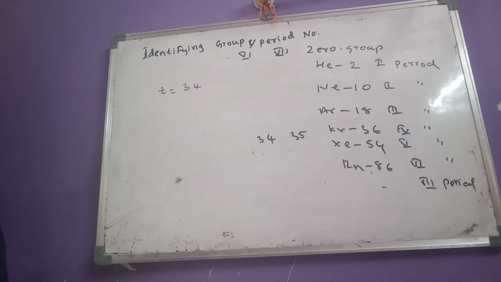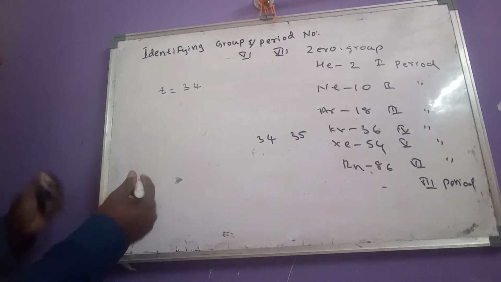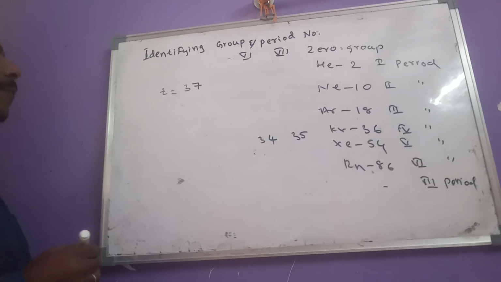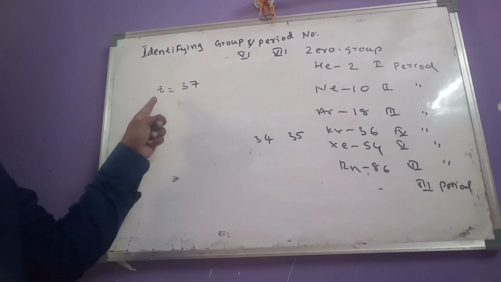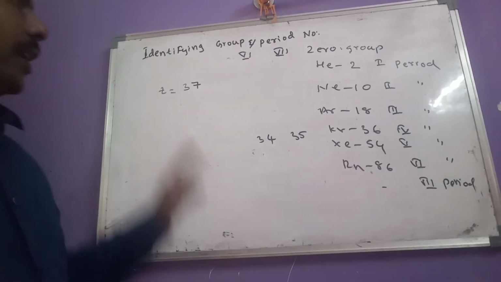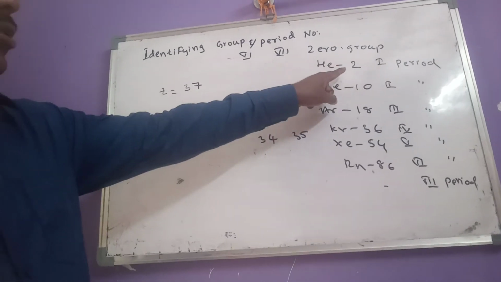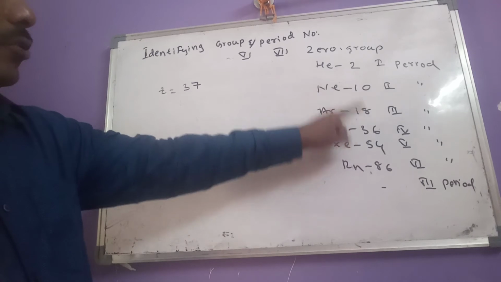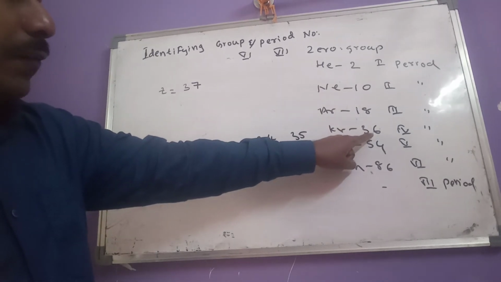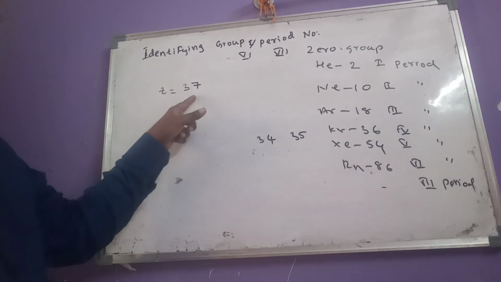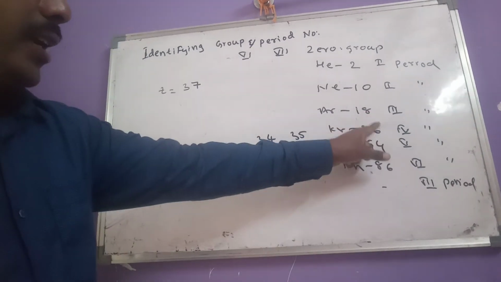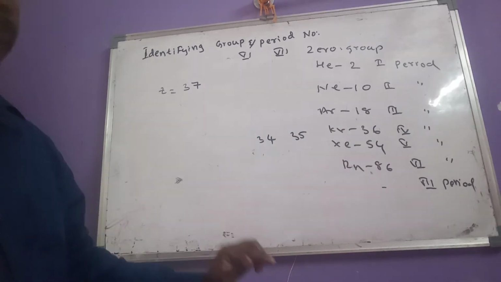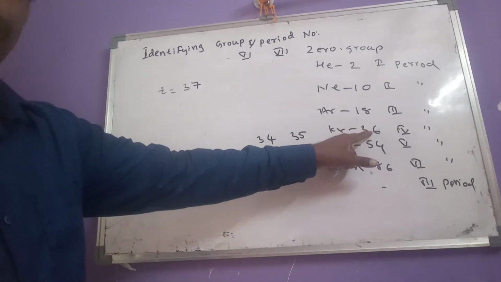So now let us see another question here. What is the group number and period number of an element with Z value 37? Z value 37 means atomic number 37. The last atomic number is 2, not here, not here, not here. After 36, we have to go for 37. So this is the end of that period, which means 37 is not present in the fourth period.